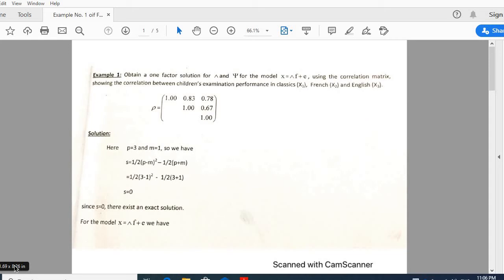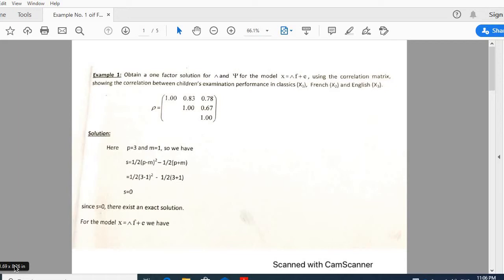Students, it is the first lecture of this week. Here I present example number 1 of factor analysis. The details of factor analysis have been explained in the last 2 lectures of the previous week.